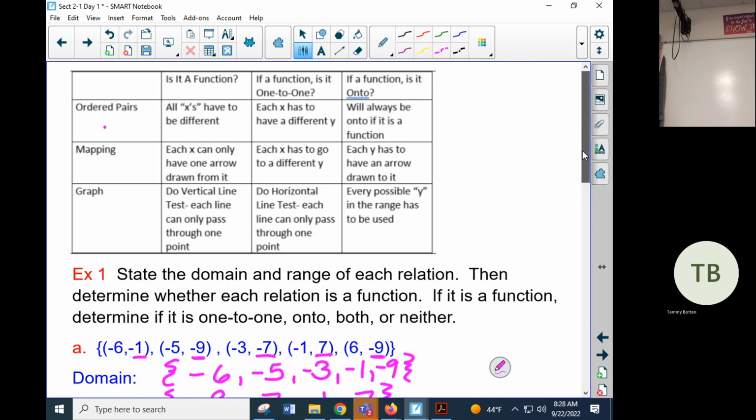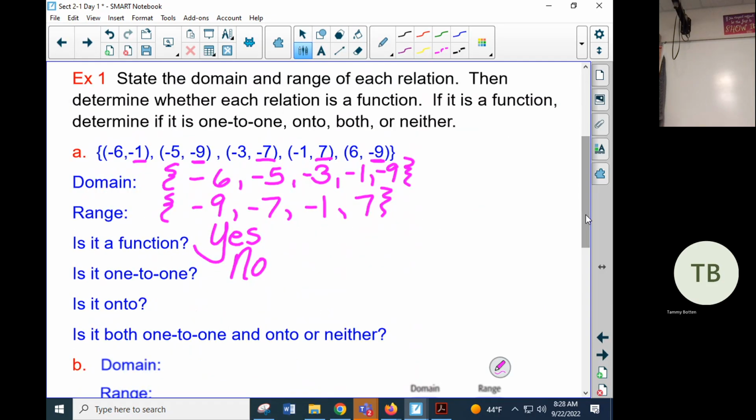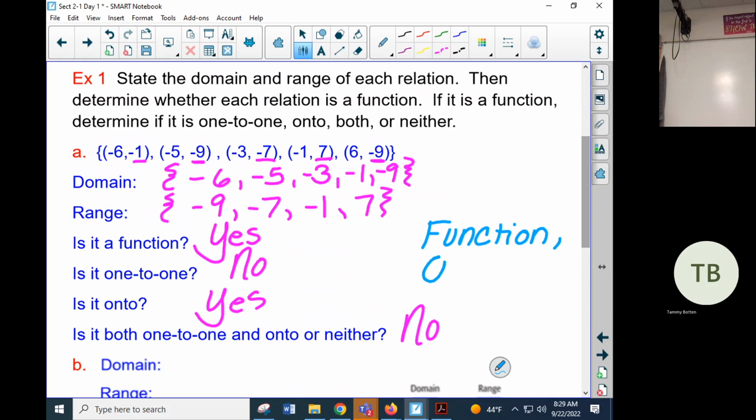Is it onto? So for an ordered pair with onto, if it's a function, it's always going to be onto. So if you have yes for a function, you automatically have yes for onto. And again, these are just kind of guiding questions. This says, is it both one-to-one and onto? No. And how you write your answer for this, once we figure this out, we would say that it's a function. And we would say that it's onto. That's what we figured out.